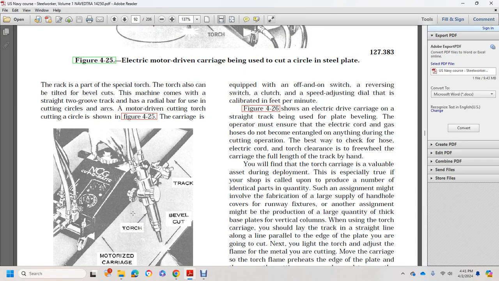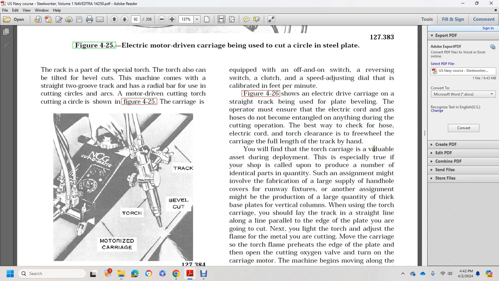Figure 426 shows the electrical driven carriage on the straight track being used for plate beveling. The operator must ensure the electrical cord and gas hoses do not become entangled with anything during the cutting operation. The best way to check the hose and electrical cord clearance is to move the free wheel of the carriage the full length of the track by hand. You will find that the torch carriage is a valuable asset, especially in a shop that's called upon to produce a quantity of identical parts.